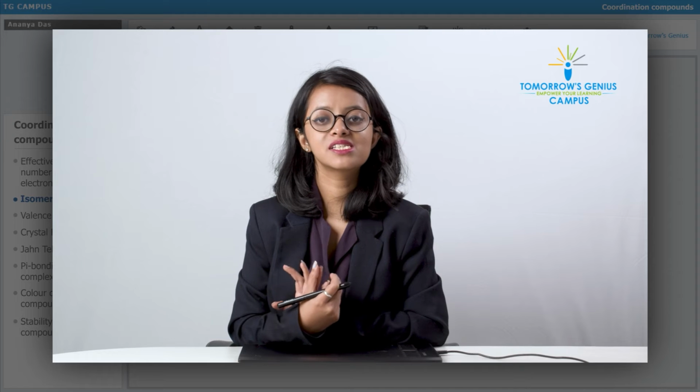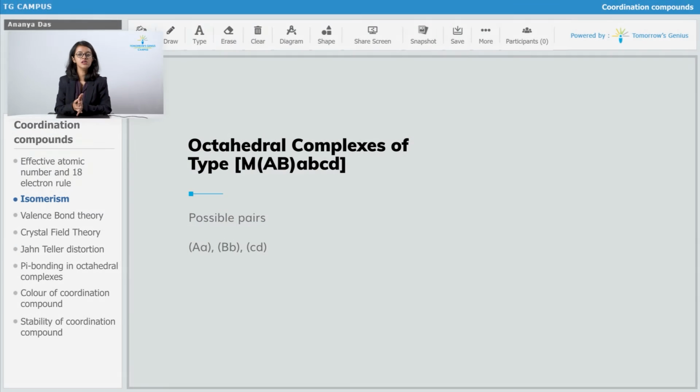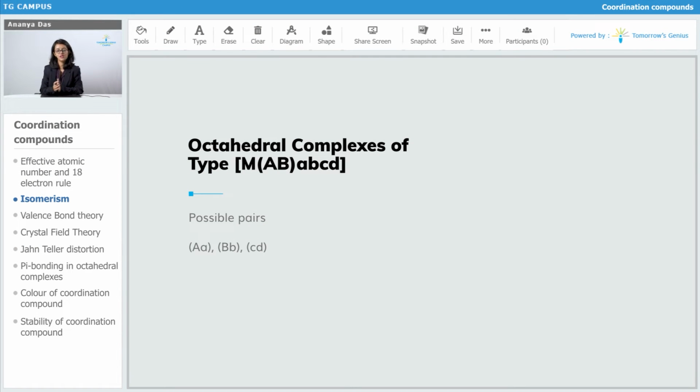Next we have the complexes of the type M(AB)(ABCD). In this, AB is also a didentate ligand, but both of the donor atoms are different. So this is the first possible pair. Again, still the same thing, you cannot put AB in the same trans pair, you have to put them in a different trans pair, so they are cis to each other.